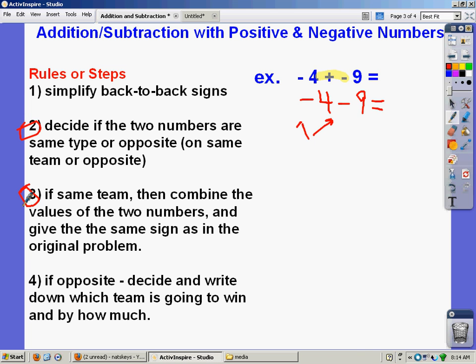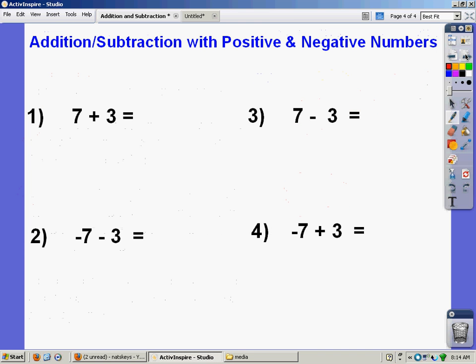They're both negative numbers. Therefore, if they are on the same team, we are using rule 3. We combine the actual values of 4 and 9. 4 and 9 combined is 13. And the question is, what kind of 13? The sign we give in front of 13 is the same sign as in the original example, and there it is: -13. Both numbers are negative, therefore the answer is -13. So we can go back to our original question and post the answer as -13. Again, you could pause it, look through this, and see if you can follow the steps.